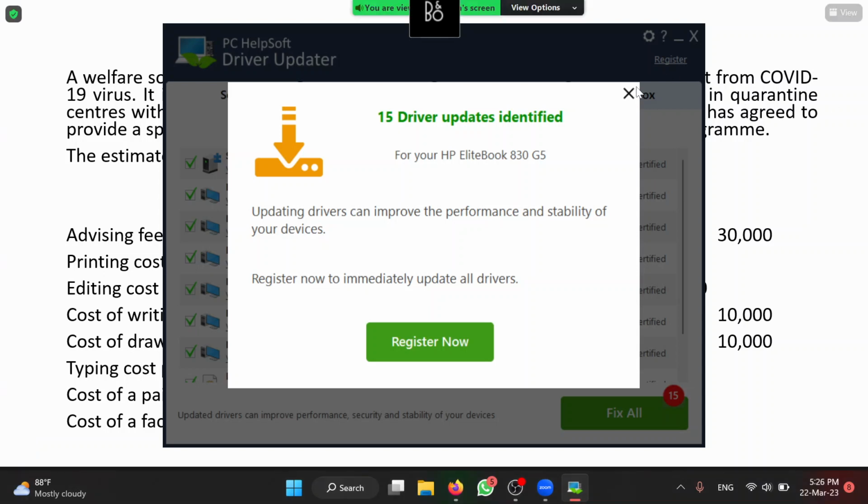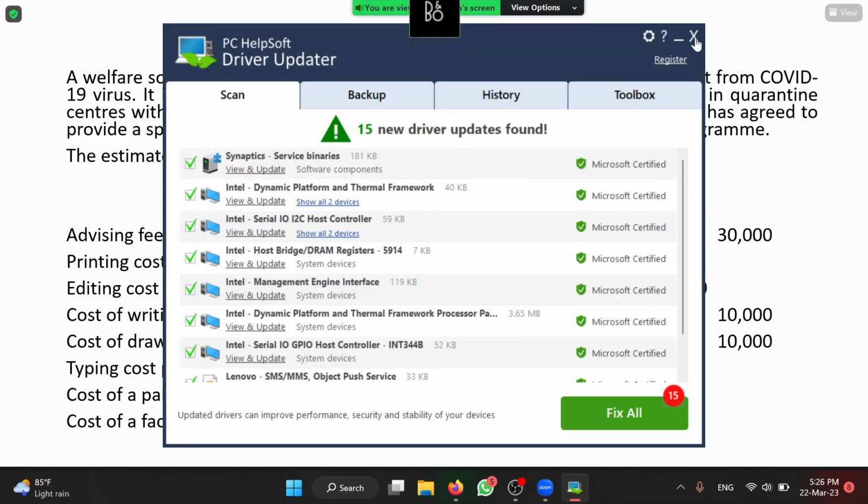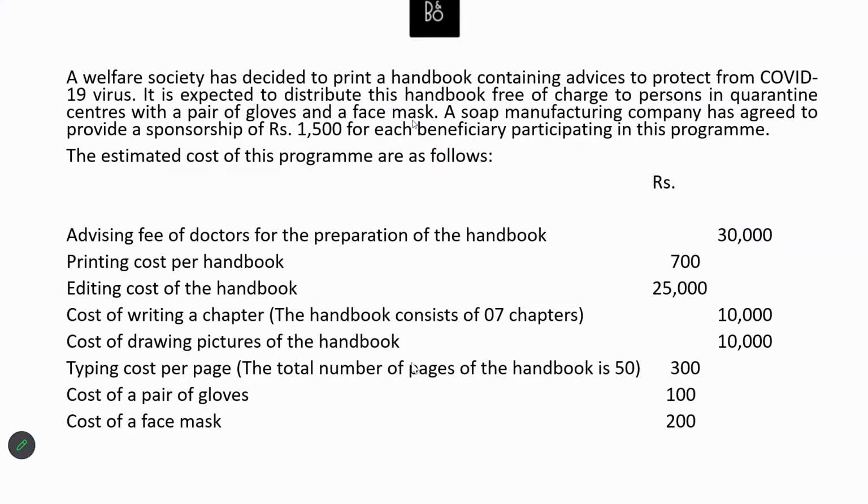Then what about typing cost? Yes, typing cost. Will you type every book? No, you will type only once. The first time only you have to type. Once you have typed and once you have done proofreading, then they will do only the printing work. No need to type for every book. So typing cost is also a fixed cost. It will happen only once.